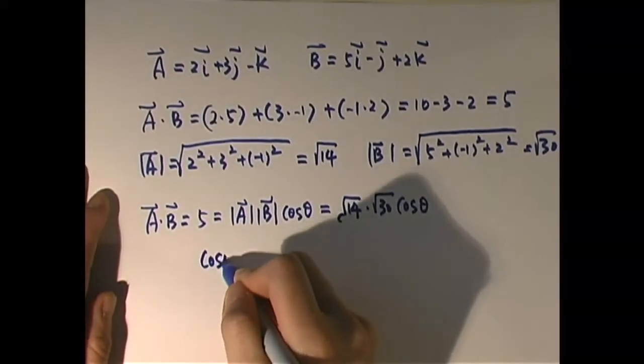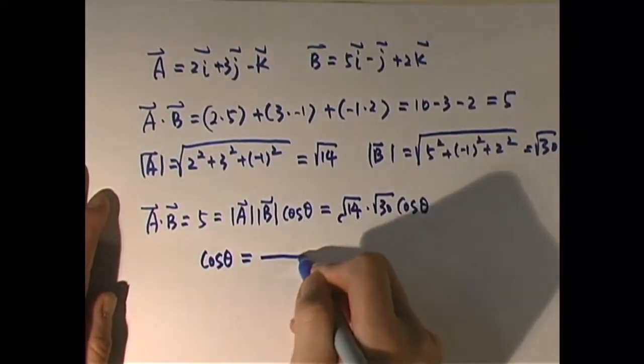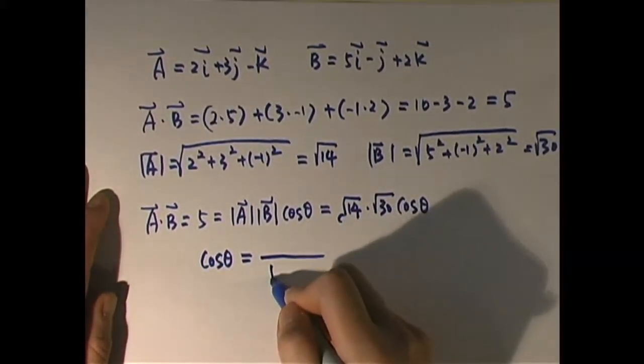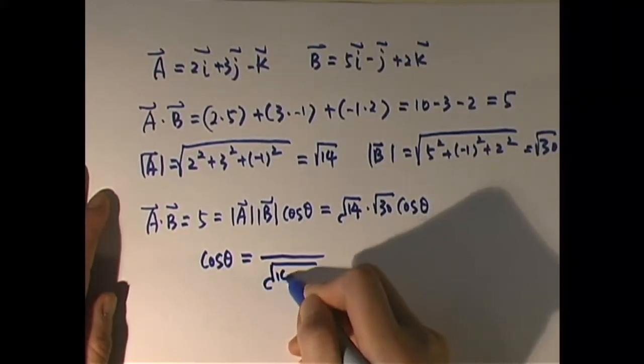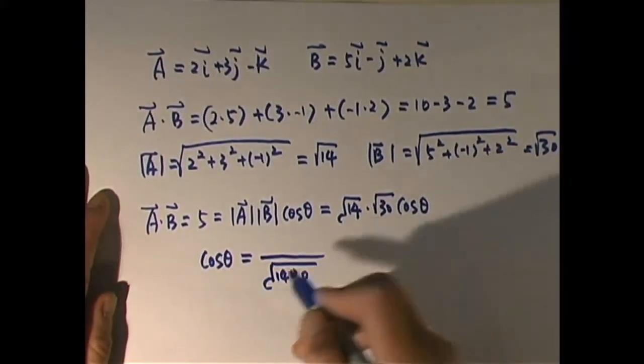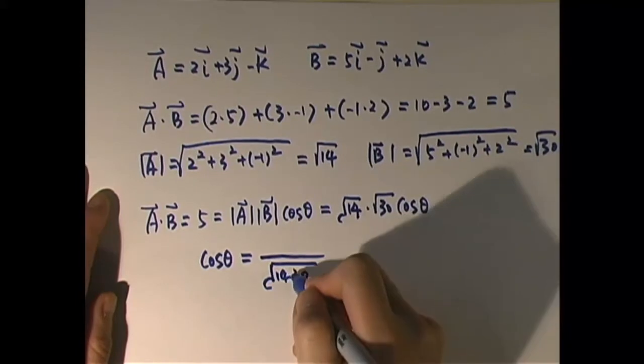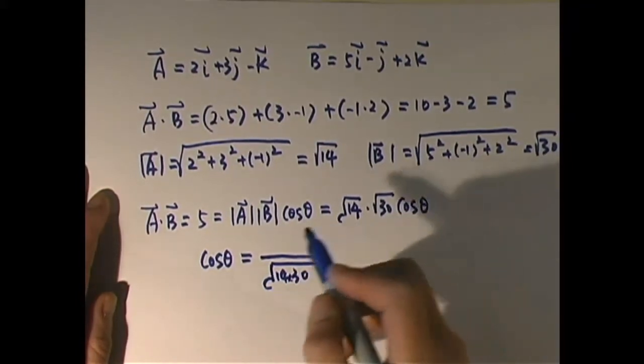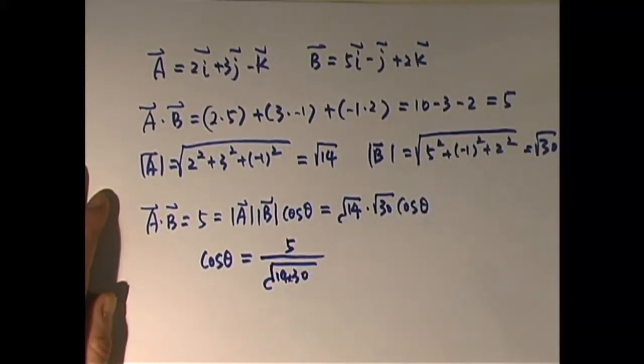And cosine theta we can find out. That equals 5 over the square root of 14 times 30 as the denominator. So, as a matter of fact, we do not know the angle between a and b, but we can find out the angle between a and b through this calculation.